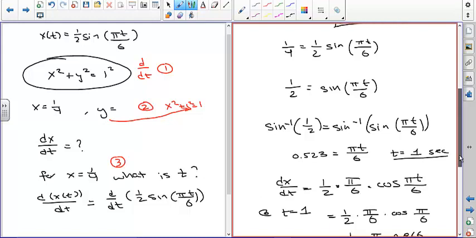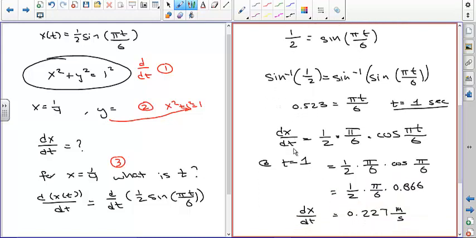Okay. Yeah, so taking dx/dt, I take the derivative of 1/2 sine of pi t over 6. The chain rule says you take the derivative of the sine, which is the cosine, you keep the argument the same, and then you multiply it by the derivative of what the argument is. So the derivative of t is 1, so the derivative of pi t over 6 is pi over 6. So that's the chain rule part. The half comes from the amplitude. This is the derivative of the inside.